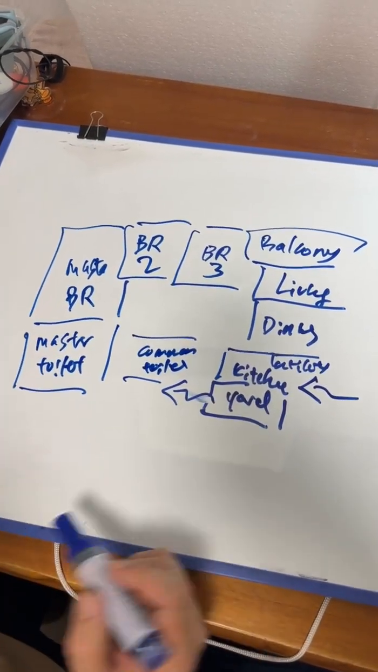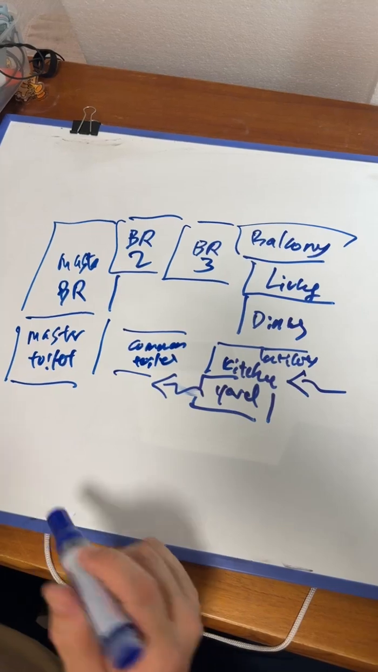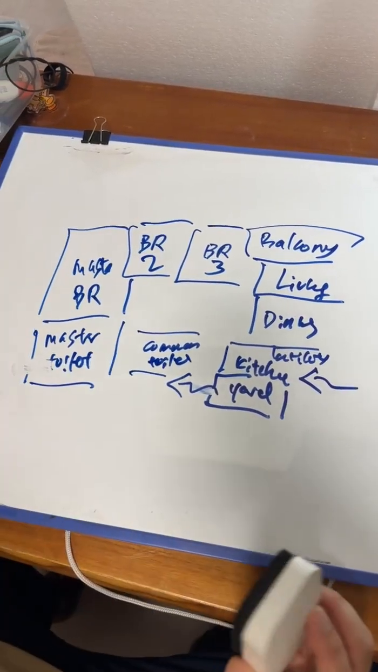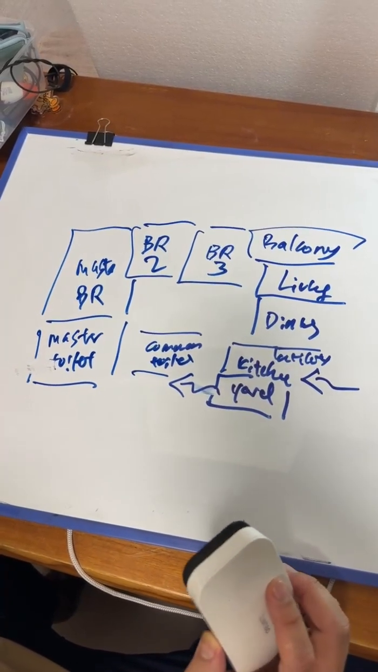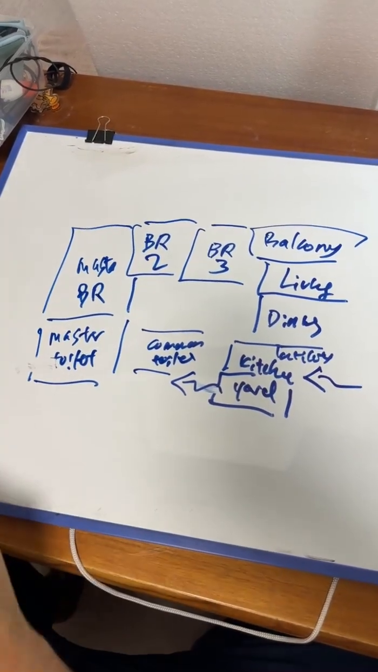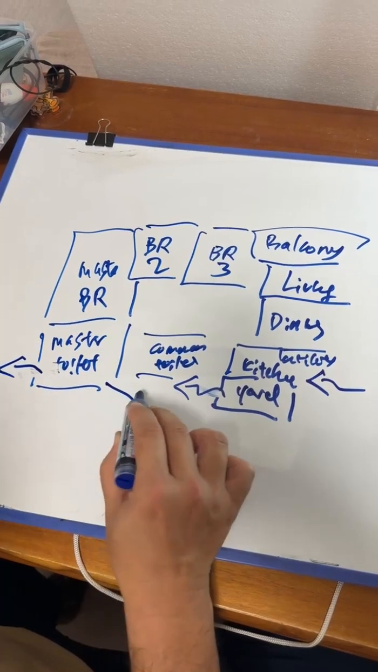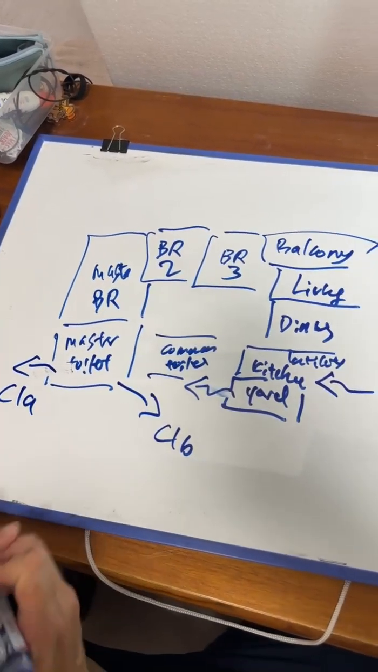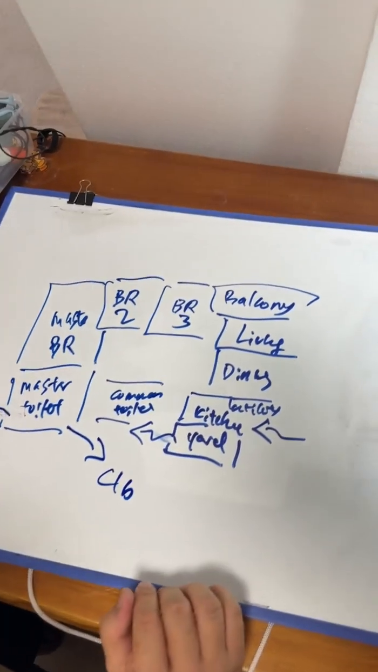The difference is this. In C1A, you have a ventilation here. In C1B, you have your ventilation here. That's all. There's not much of a difference. So this is the C1A and C1B difference.